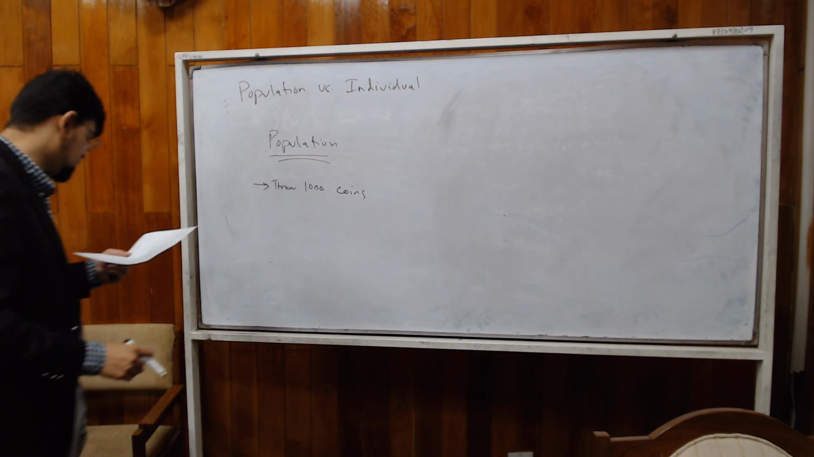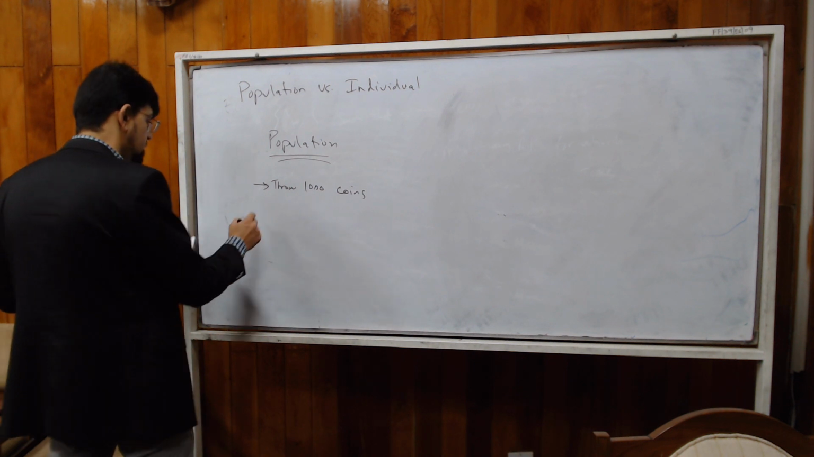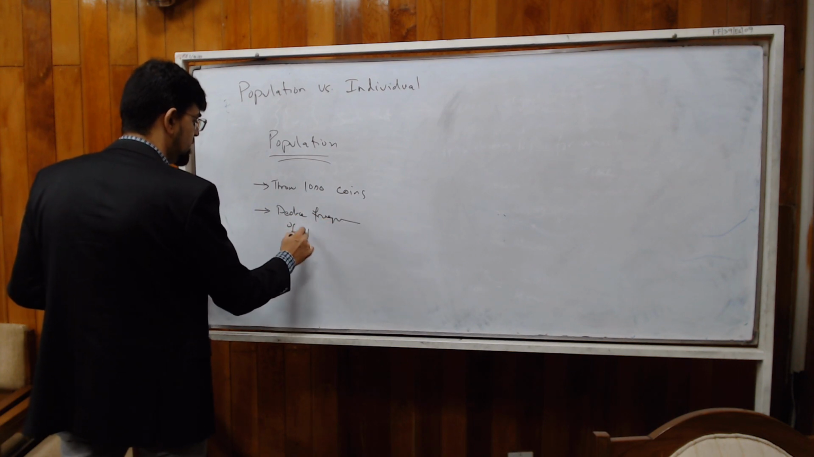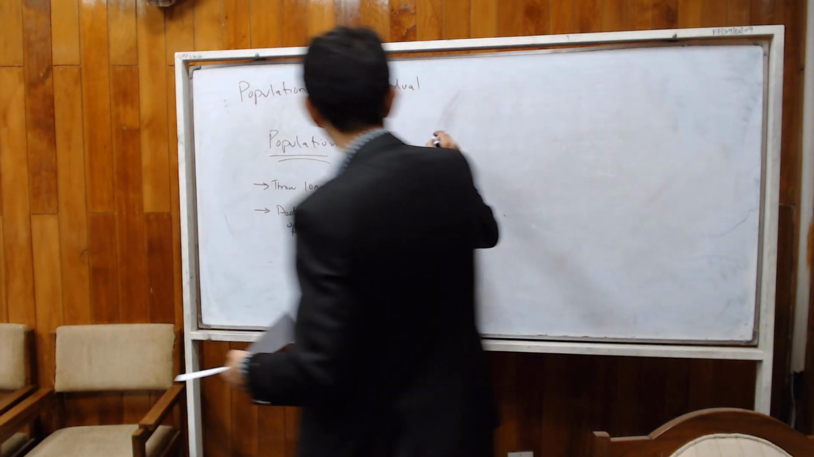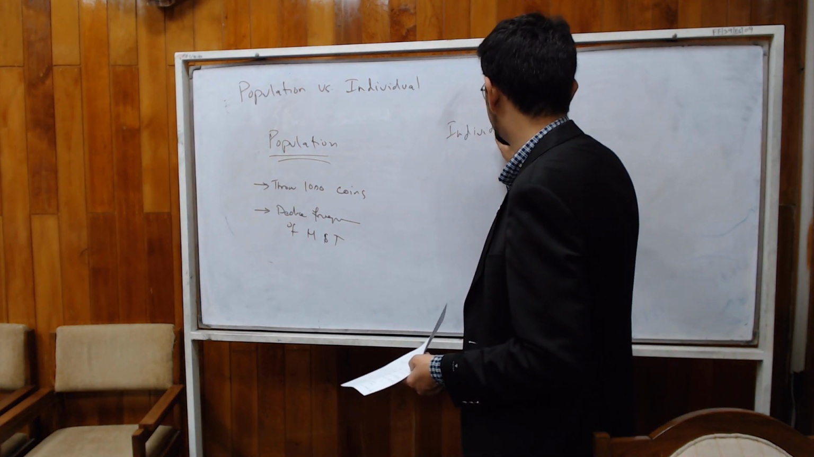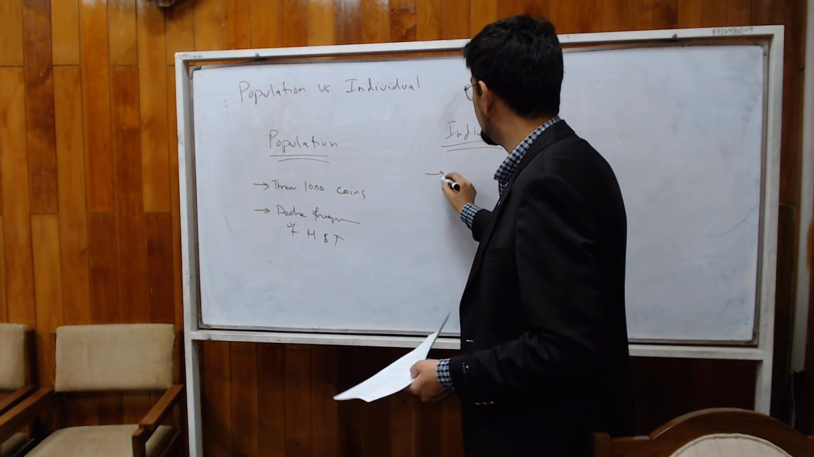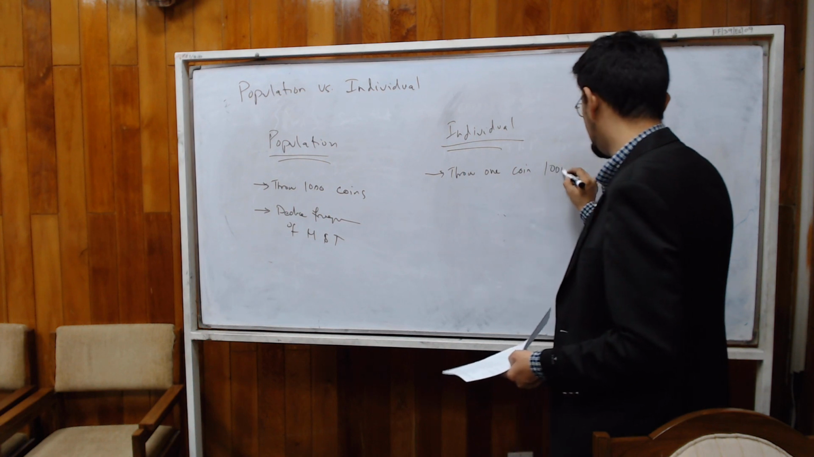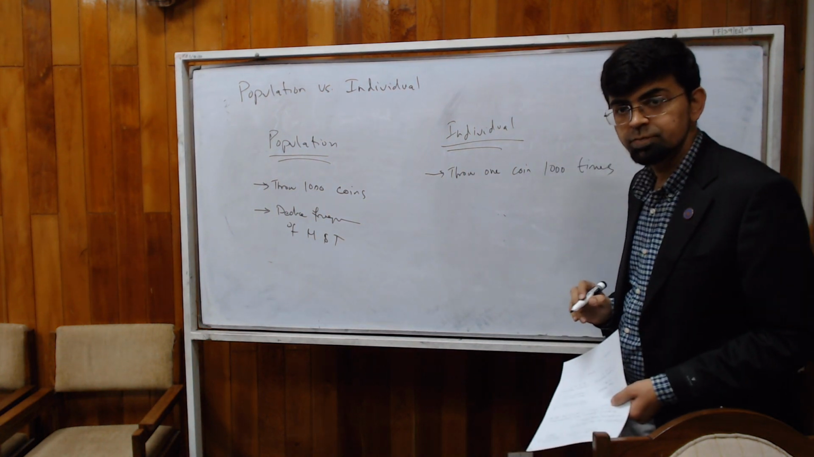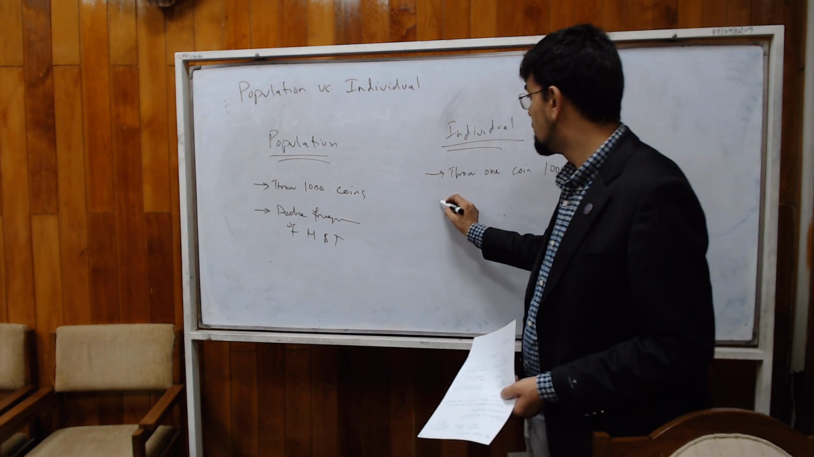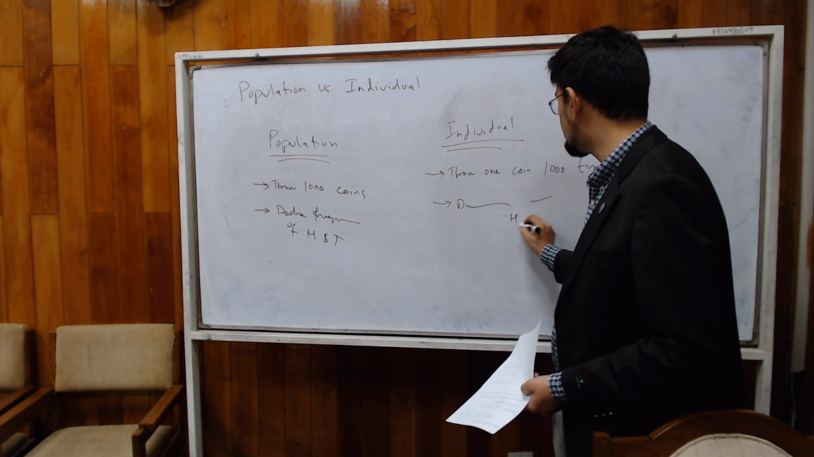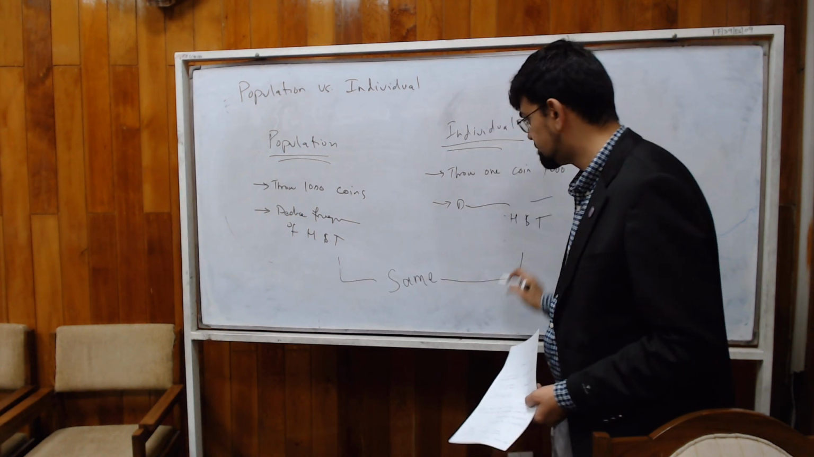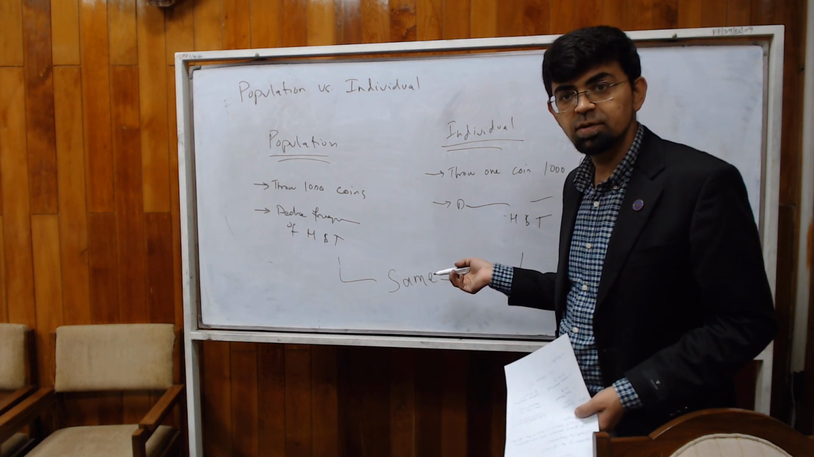If you throw 1,000 coins, reduce the frequencies of head and tail. Individual is: take one coin, throw one coin 1,000 times. Individual, this is population. Reduce frequency of H and T. Do you expect them to be the same or not? Same. In this case it seems they will be the same.